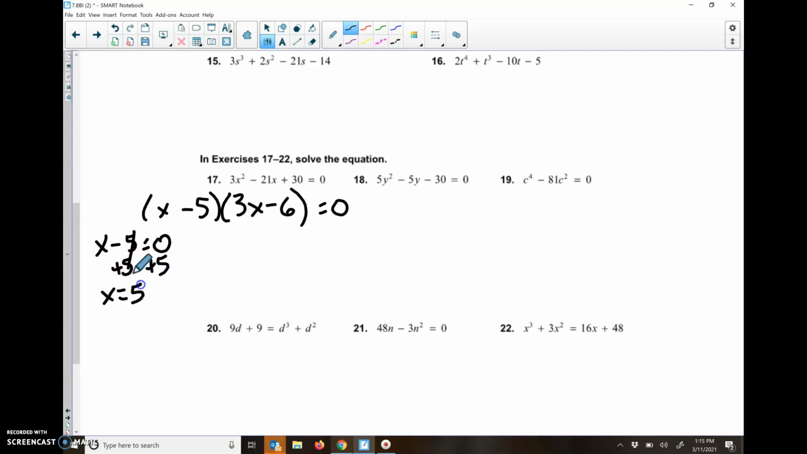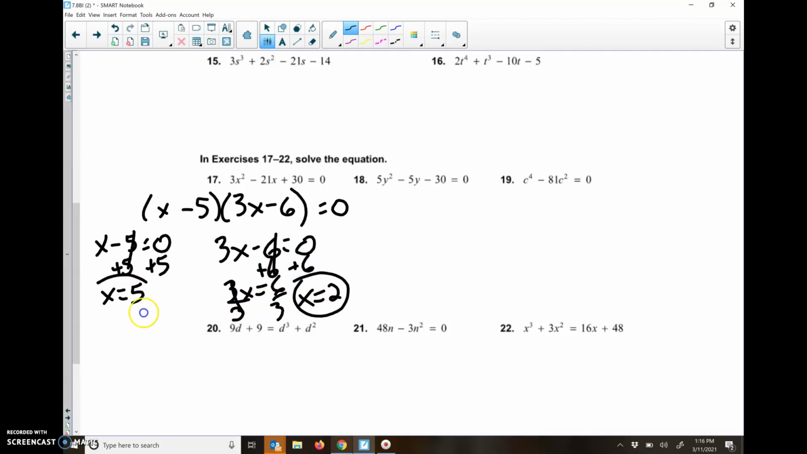So x equals 5. Then I got 3x minus 6 equals 0. So add 6, add 6. So I got 3x equals 6. Divide by 3 and divide by 3. So I figure out x equals 2. So kind of the same thing that we've done before. I'll do one more just so we can kind of see it.